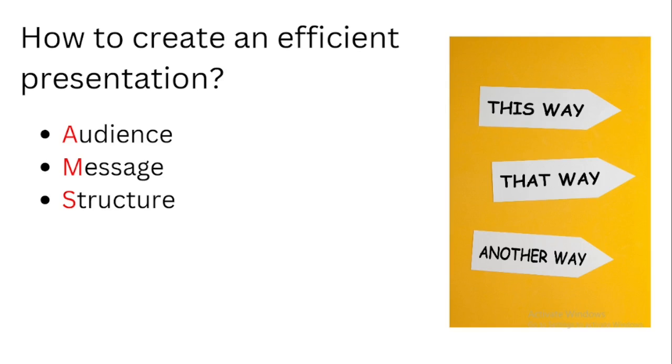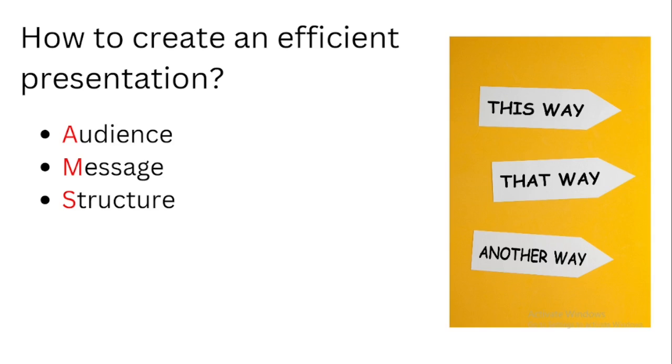Next we will move on to how to create an efficient presentation. What are the ways to create an efficient presentation? Listen to me very carefully. To make an efficient presentation, we need to follow a format which is AMS. A stands for audience, M stands for message, and S stands for structure. The first thing to consider in making any presentation is the audience. Why is the audience important, and how does the presentation need to change according to the audience?